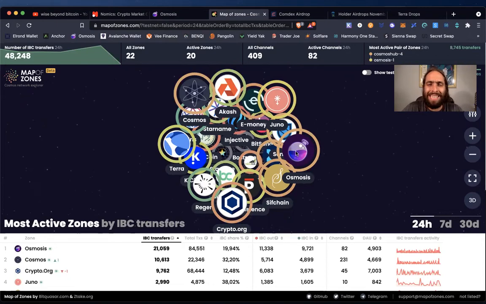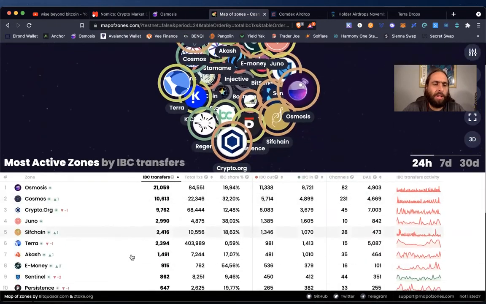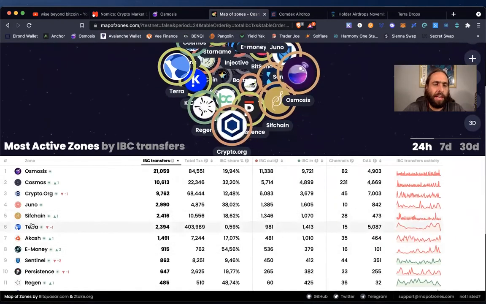Osmosis is the DEX, the AMM with the largest amount of liquidity. It's basically the DEX of this network. So if you have been interested in, oh look, there's Luna Terra in there, which means there's also decentralized stablecoin access, which is another bonus. There's XPRT Persistence Network, which is one of the top airdropping, offering access to liquid stakes, just a great DeFi platform. Of course, we talked about crypto.org.